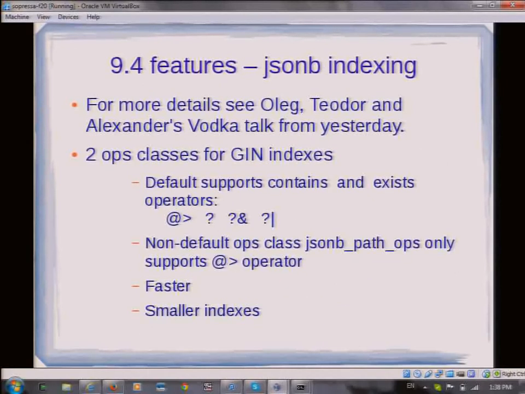And indexing. I'm actually not going to talk terribly much about indexing because I'm running out of time, and because it was covered in the talk yesterday. But essentially, there are two ops classes for GIN indexes. The default class supports contains and all the exists operators. And the non-default ops class, which is called JSONB path ops, only supports the contains operator. The difference, as you would have seen at the talk yesterday, is that if you use this ops class, because you only need to use the contains operator, it's a heck of a lot faster, and the index is a heck of a lot smaller.